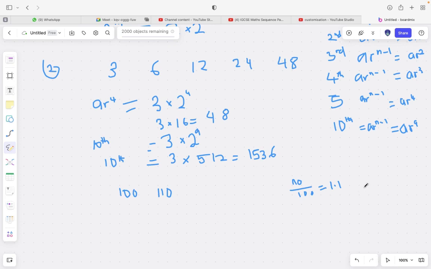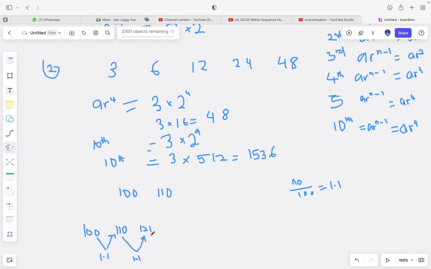Since 1.1 is the common ratio, in your first year you get $100, the money you invested. For your second year you must multiply by 1.1. 100 times 1.1 gives 110, right? Then for your third year, you multiply again by 1.1. 110 multiplied by 1.1 will give you 121. So in the third year, you get 121.